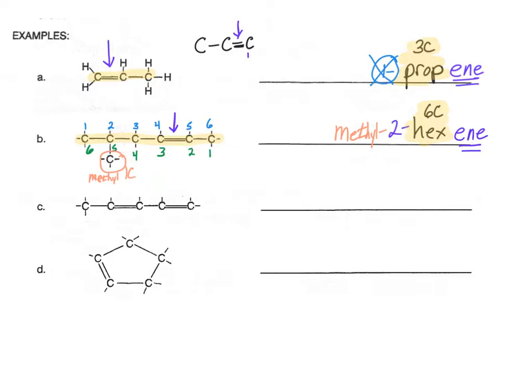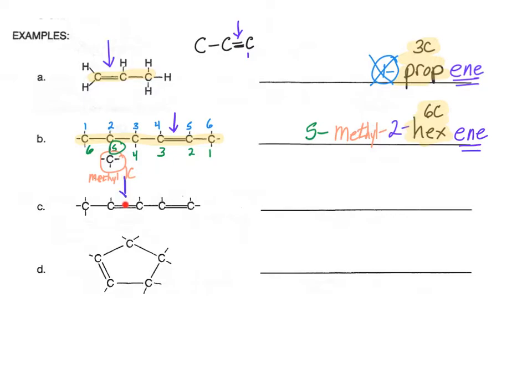Well, the answer is 5 because we need to continue to number in the way that we picked for the double bond. Remember, the double bond gets priority. So that means we have 5-methyl-2-hexene.